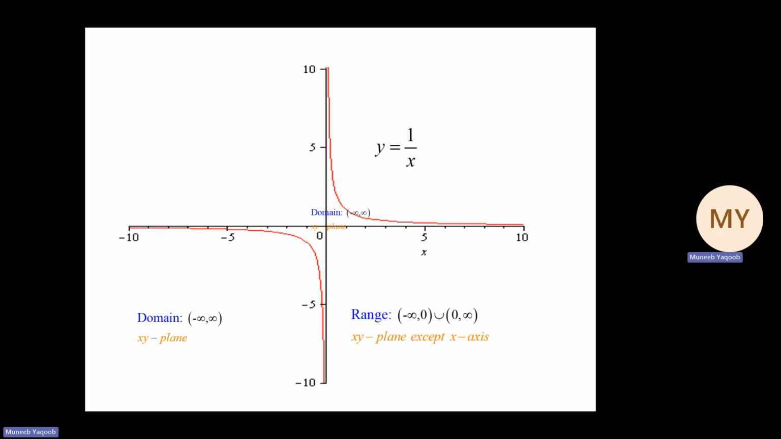Okay, so in this situation, the range is from minus infinity to infinity, but 0 is not allowed. So how can we write it in mathematics? We will write the range as from minus infinity to 0, union from 0 to infinity.